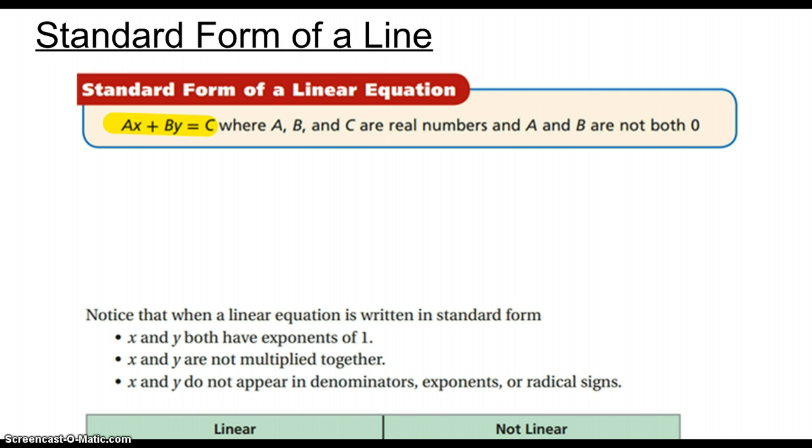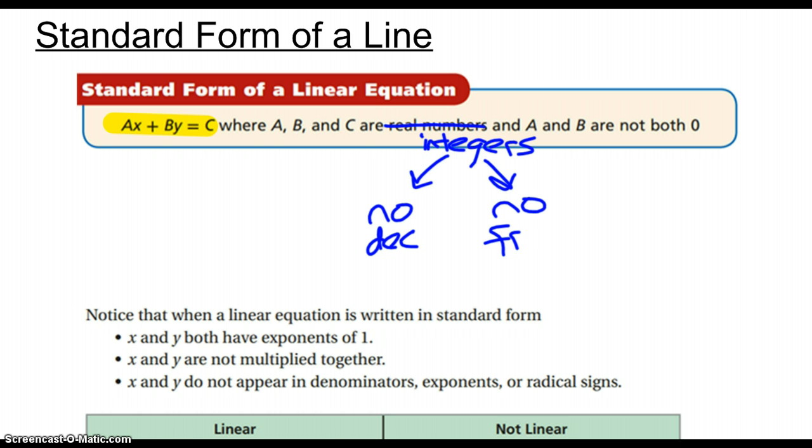But the form is a times x plus b times y equals c, where a, b, and c are real numbers, and a and b are both not zero. I'm going to be a little more picky here and say that these need to be integers. Alright? Meaning we don't want decimals and we don't want fractions. So a, b, and c are all numbers. They can be positive or negative, but we don't want any decimals, we don't want any fractions.